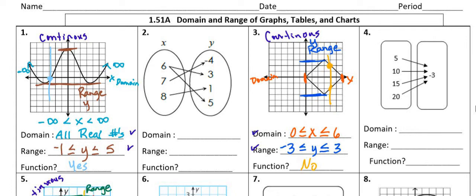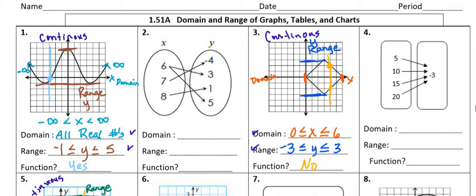Now we're going to be looking at 1.51a again, and I'm going to finish working the rest of these problems. And once you get finished working, copying down these and correcting your paper, I want you to glue this into your composition book so you can use it as notes.